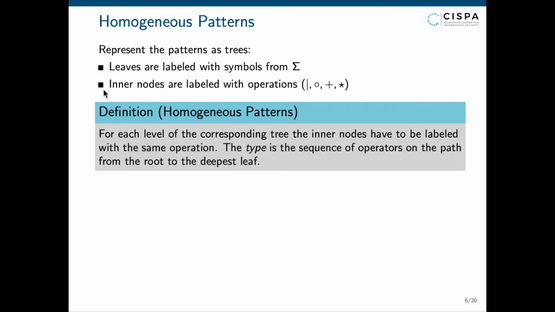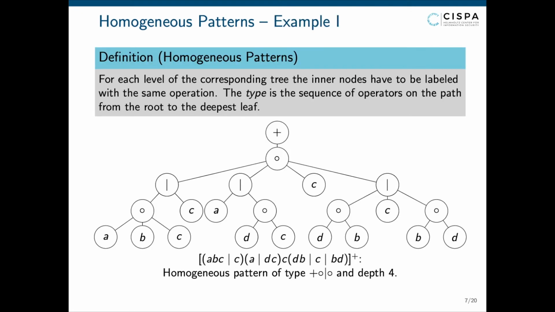And we have the leaves of this tree labeled with our symbols from the alphabet sigma, and all inner nodes are labeled with the operations: OR, concatenation, Kleene plus, and Kleene star. And then we can define what a homogeneous pattern is. We say a pattern is homogeneous if for every level of the corresponding tree, all inner nodes are labeled with the same operation. And then the type is just a sequence of these operations from the root to the deepest leaf.